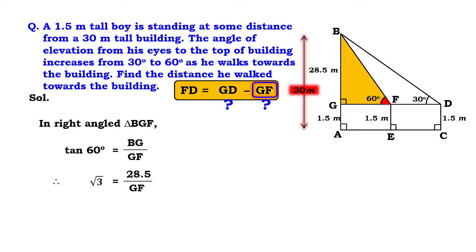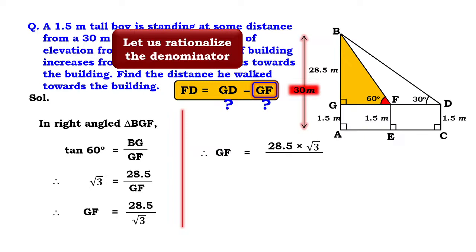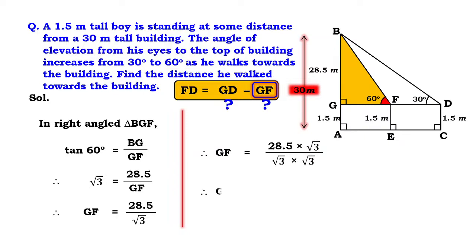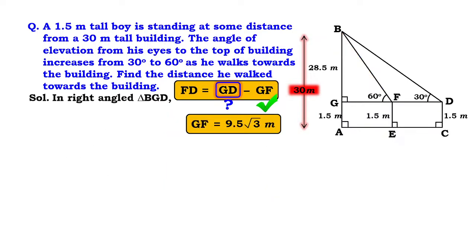How I got 28.5? 30 minus 1.5. Okay, so GF is equal to 28.5 by root 3. So GF is nothing but 28.5 root 3 by 3. Final answer you get is 9.5 root 3. So what is the GF value you get? 9.5 root 3. Now what is the next value you have to find? FD you have to find. Which triangle you will take now?